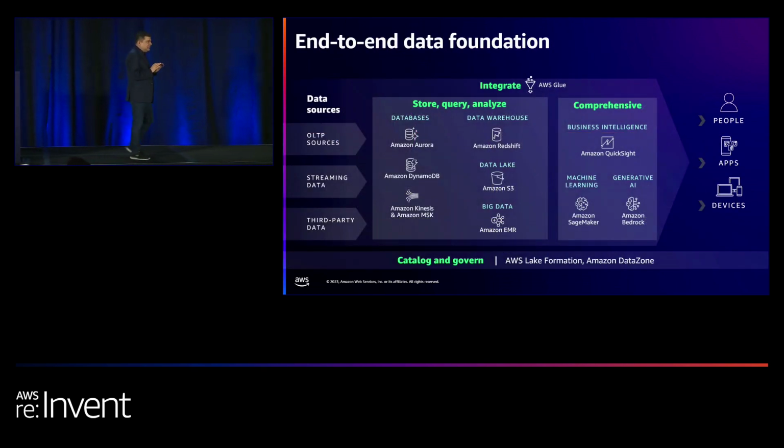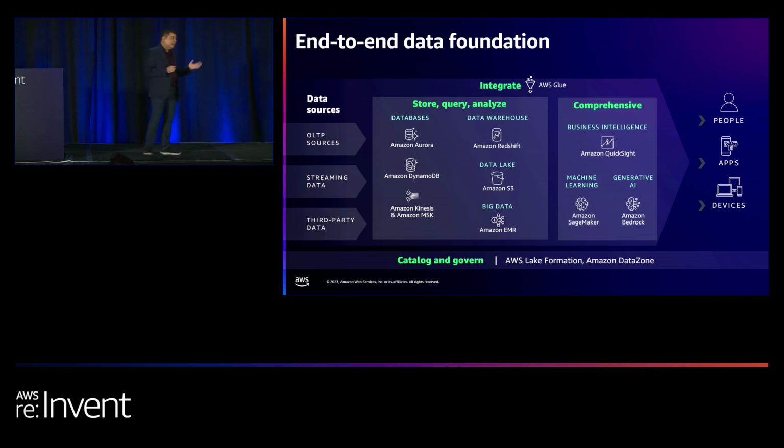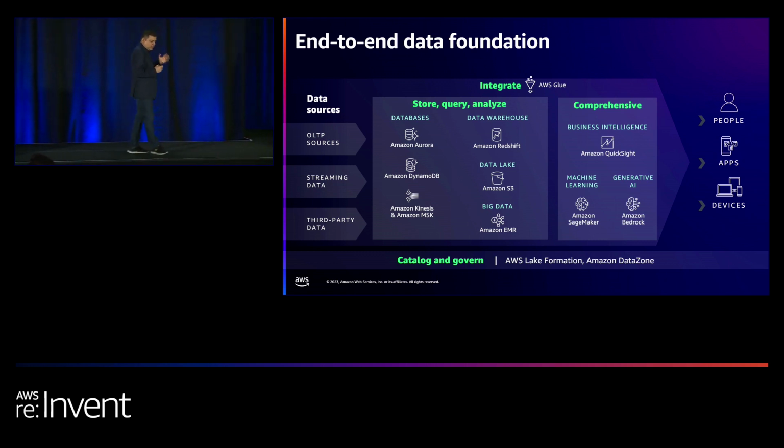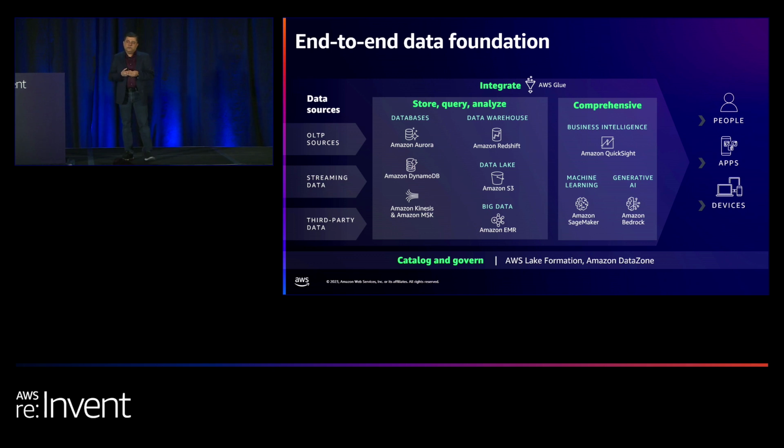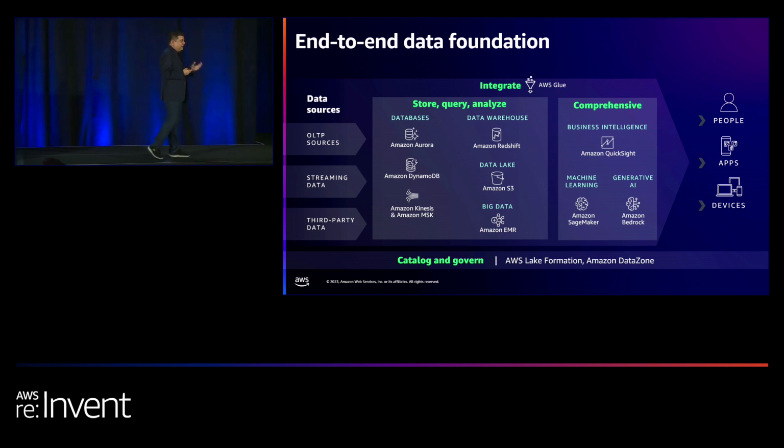Now, this is the end-to-end data foundation. Here, you can ingest data using a data integration service like AWS Glue. You can ingest data from a wide variety of sources. And then you can store, query, and analyze it using a variety of processing engines, store it in a data warehouse using Redshift, or into a data lake. And finally, once you have the curated data in a data warehouse or data lake, you can use SageMaker, QuickSight, depending on your use cases for analyzing, building machine learning applications, and so on.